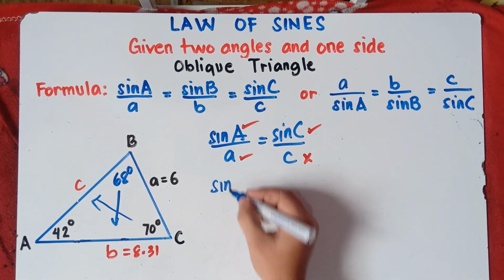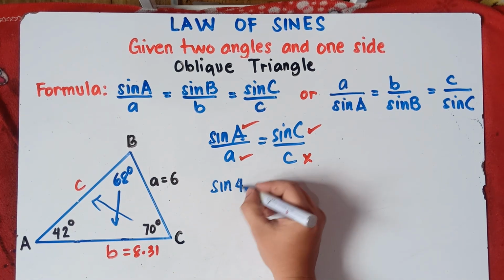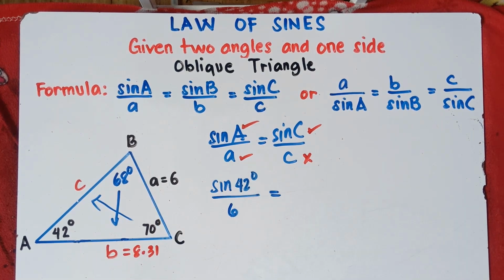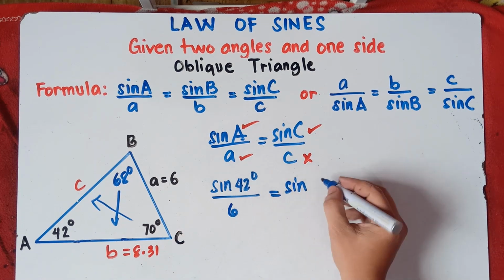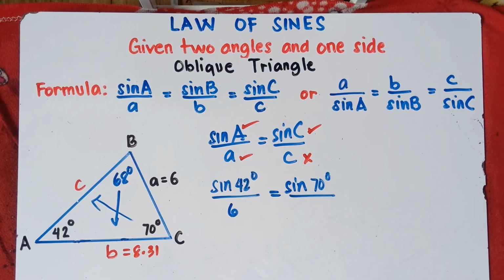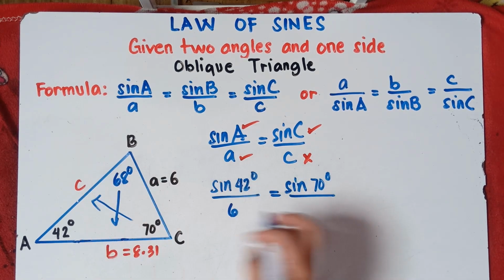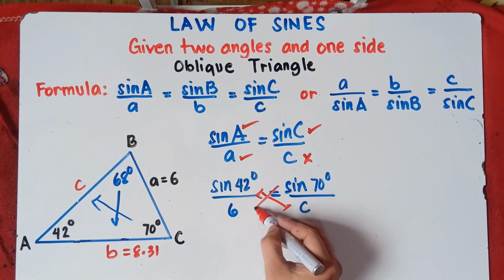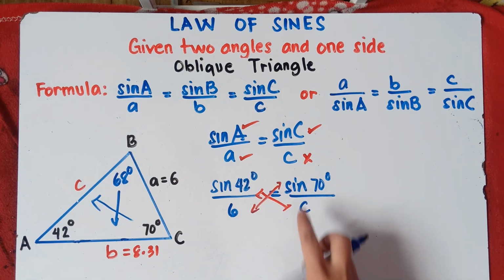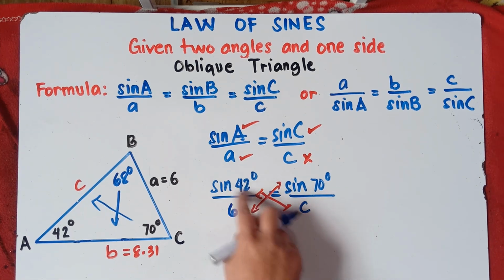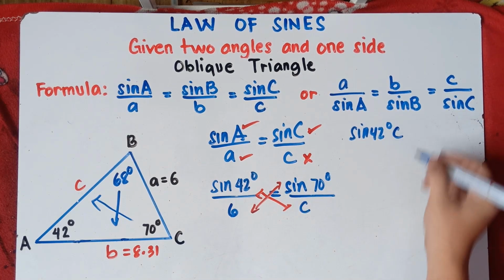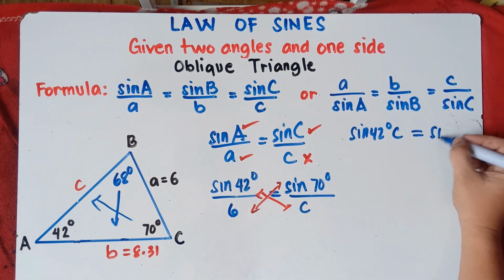This will be sine of our angle A, that is 42 degrees, over our small a, that is 6, equals sine of angle C, that is 70 degrees, over C. We don't have the value of C, so simply copy C. Then we do cross multiplication: sine 42 degrees times C equals sine 70 degrees times 6.